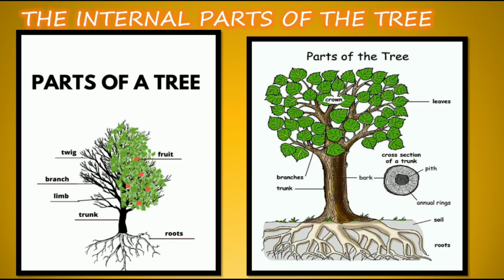Next comes annual rings. The tree forms new cells each year. Yes, we have studied in a previous class that cells are one of the important things produced in our body. So here also the annual rings regenerate the cells for every new year. So these are the internal parts of the tree.